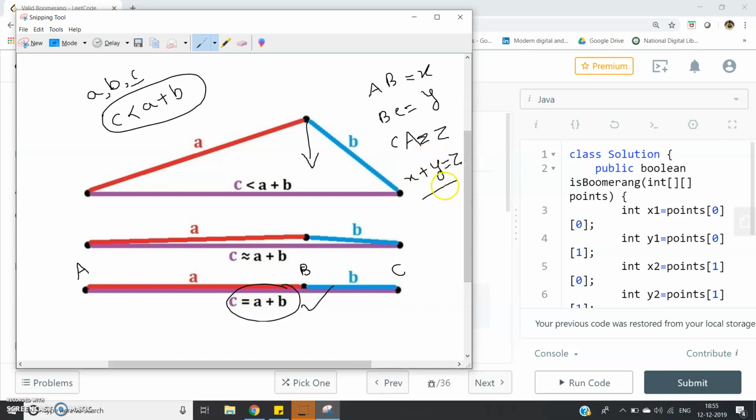Here why are we saying X plus Y equal to Z? Because we can clearly see the AC distance, that is Z, is the longest one. But in programming, if you don't want to calculate the maximum, that is Z, then what you can do is apply this kind of condition.